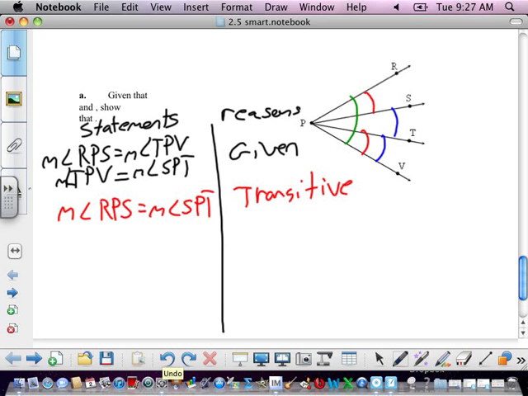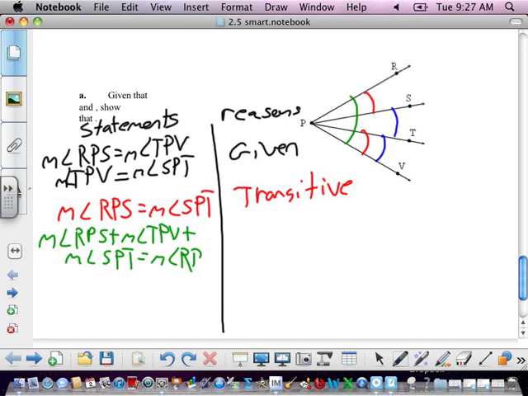Okay. How many angles do I have here? Do they all add up to be the big angle? What would I call that if the little ones add up to be the big one? And they're angles? Angle addition. So I know the measure of angle RPS plus the measure of angle TPV plus the measure of angle SPT equals the measure of angle RPV. And we call that angle addition.